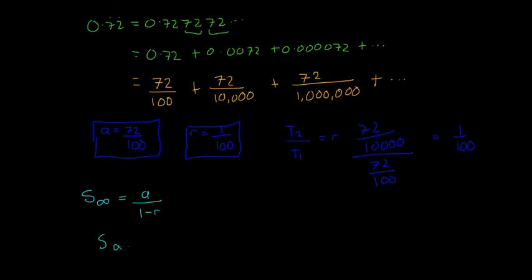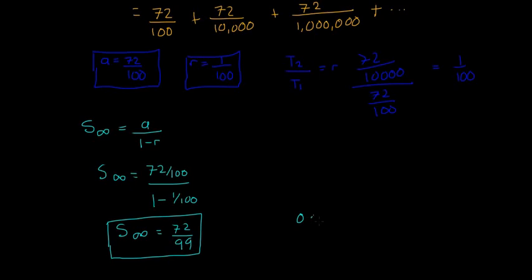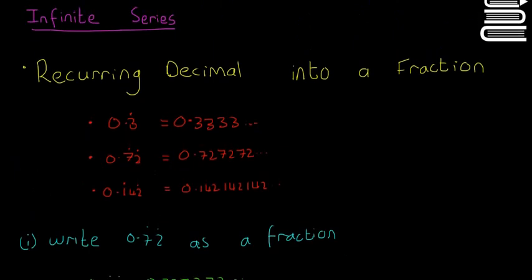So that means S of infinity is going to be A, which is 72 over 100, all divided by 1 minus R, so that's going to be 1 minus 1 over 100. Pop that into your calculator and S of infinity is equal to 72 over 99. And you can always check that as well: if you put 72 over 99 into your calculator, you'll find that it's equal to 0.727272 and so on, so that just keeps going forever. So that's a quick way how to write recurring decimals as fractions.